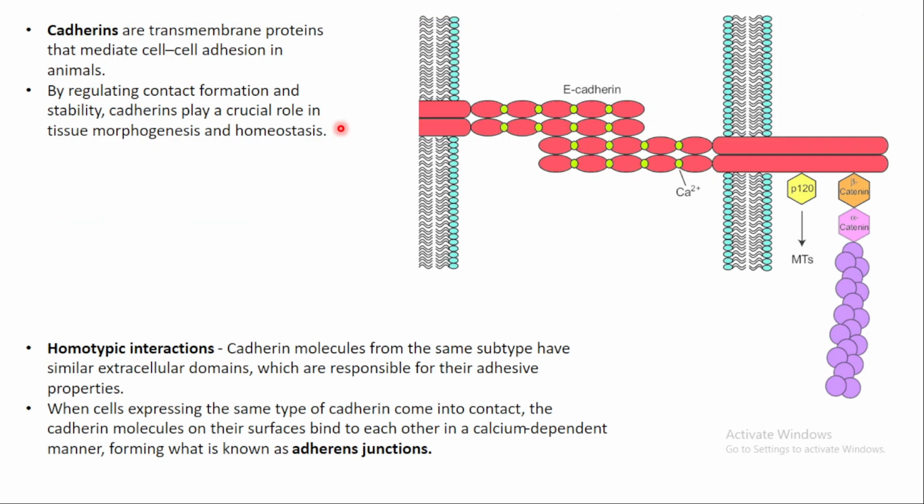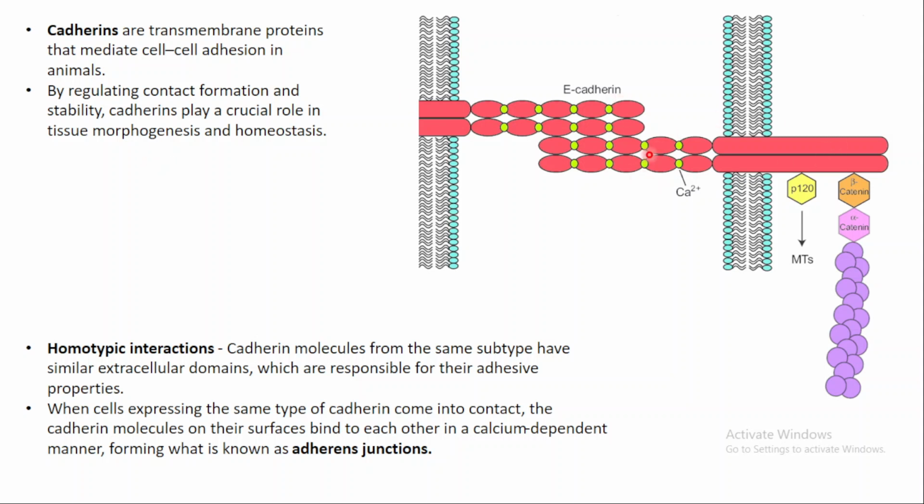So first let's learn about cadherins. Cadherins are transmembrane proteins that mediate cell-cell adhesion in animals. So any two animal cells can have these transmembrane proteins. When I say transmembrane proteins, I mean these proteins pass through the plasma membrane one time. They have an extracellular domain, they have an intracellular domain.